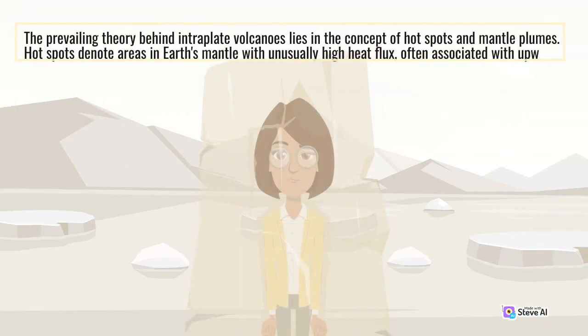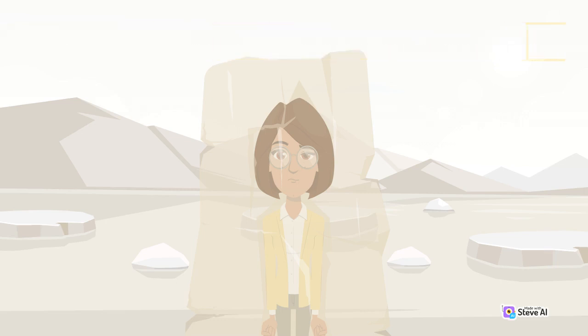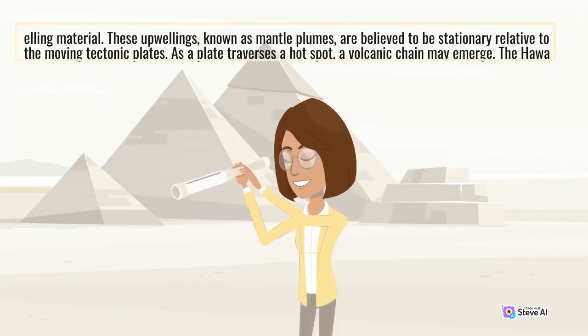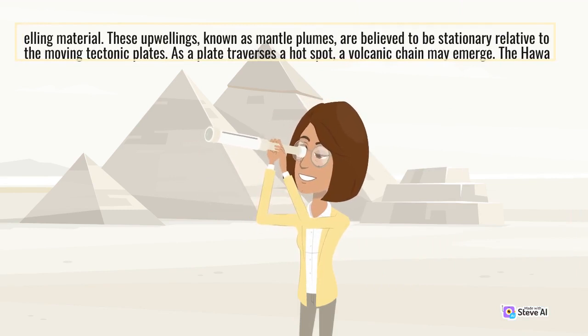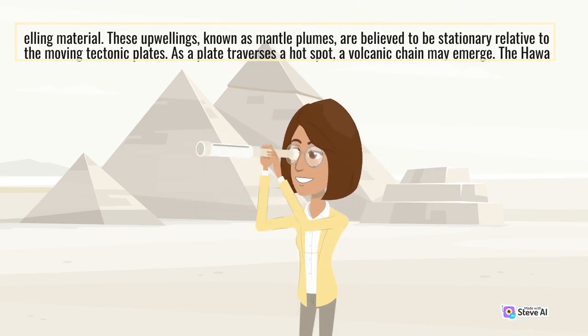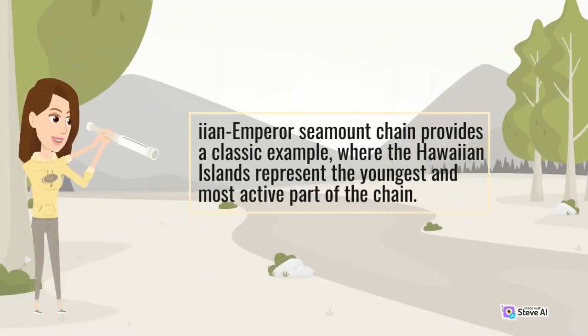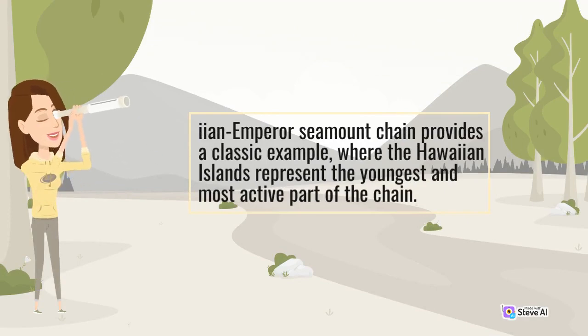The prevailing theory behind intraplate volcanoes lies in the concept of hot spots and mantle plumes. Hot spots denote areas in Earth's mantle with unusually high heat flux, often associated with upwelling material. These upwellings, known as mantle plumes, are believed to be stationary relative to the moving tectonic plates. As a plate traverses a hot spot, a volcanic chain may emerge. The Hawaiian-Emperor Seamount Chain provides a classic example, where the Hawaiian Islands represent the youngest and most active part of the chain.